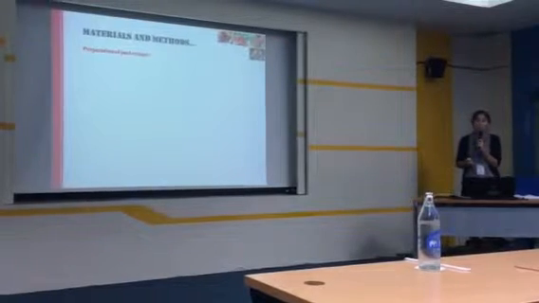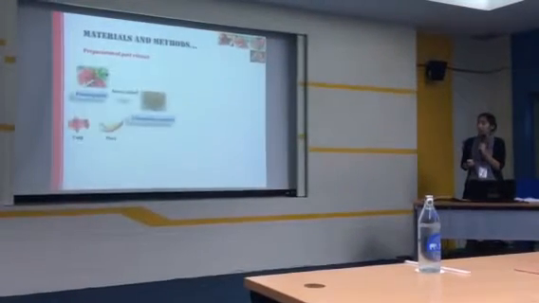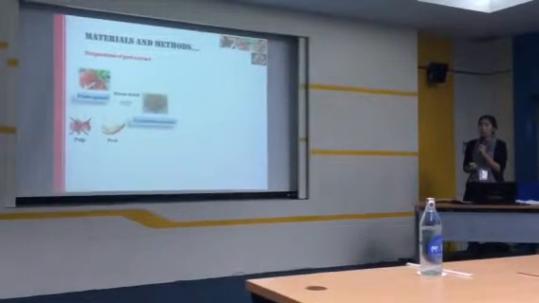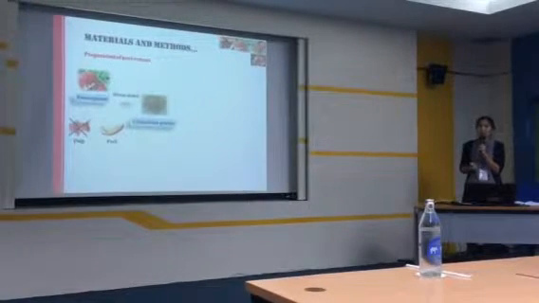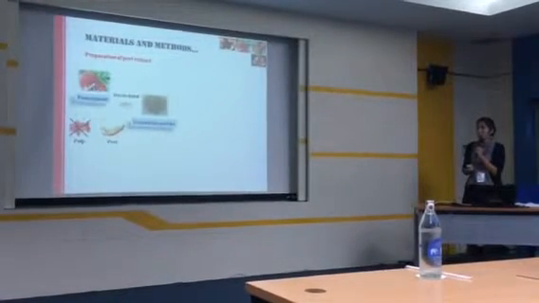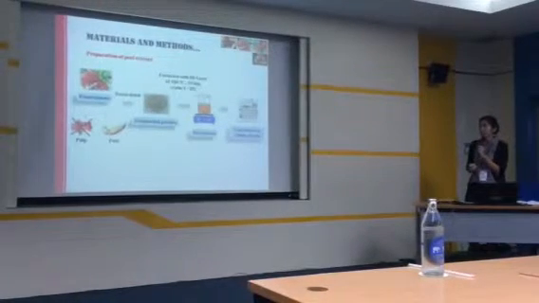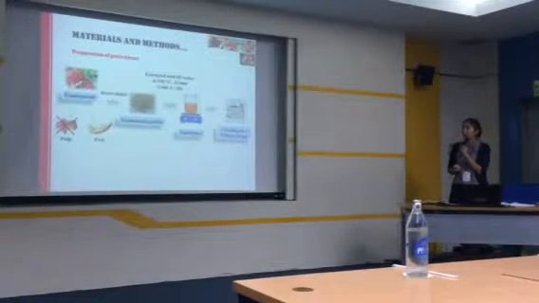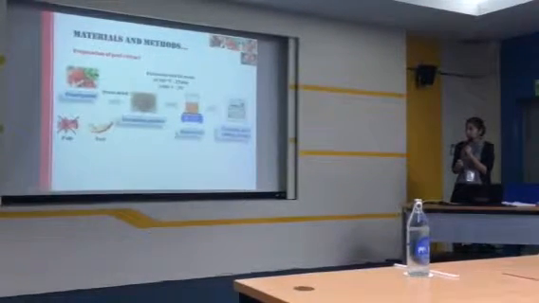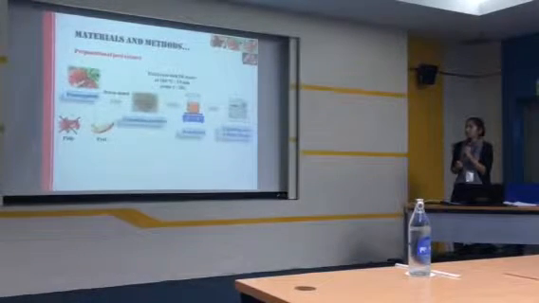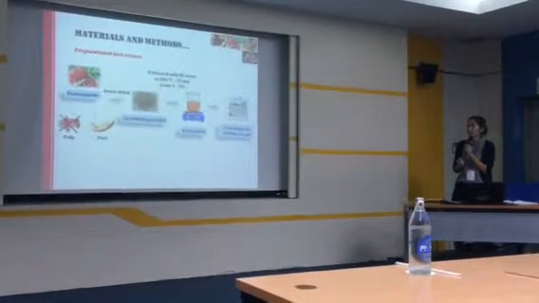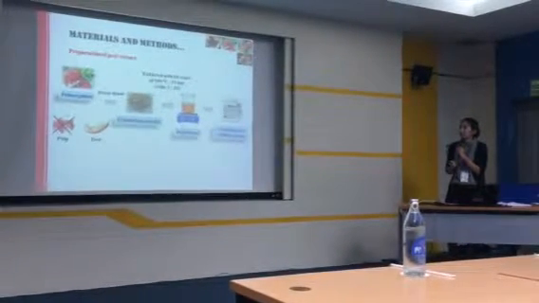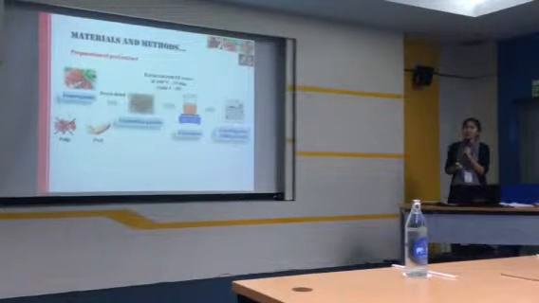Materials and methods. Preparation of peel extract. Peel of pomegranate was removed from the fruit and dried by freeze drying. The dried peel was ground into powder using a blender. The peel powder was extracted with deionized water at 100 degrees Celsius for 15 minutes. Then the solution was filtered through a Whatman number 1 filter paper. The filtrate was centrifuged at 15,000 g for 20 minutes.